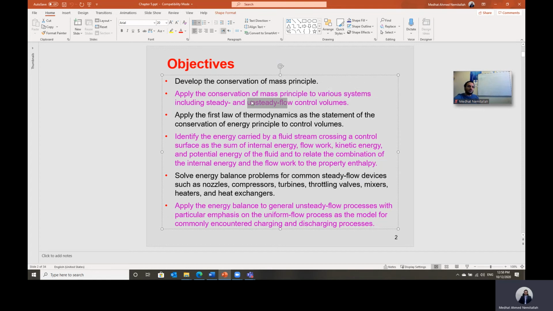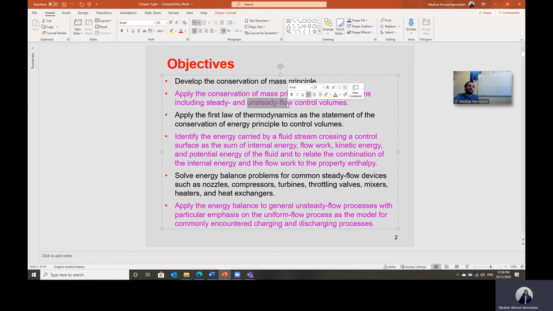A steady flow means we don't have mass accumulation or energy accumulation within the system. That's why the mass flow rate in will equal the mass flow rate out, and the rate of energy input to the system will equal the rate of energy output. What is coming in is what is leaving in case of a steady flow. In case of unsteady flow, like charging or discharging a tank, filling a tank, or a tank discharging.